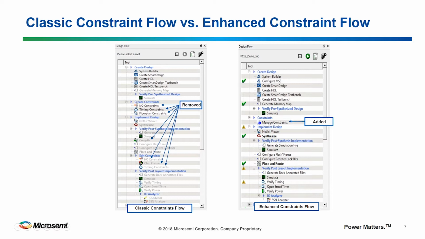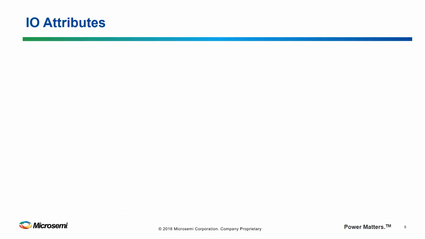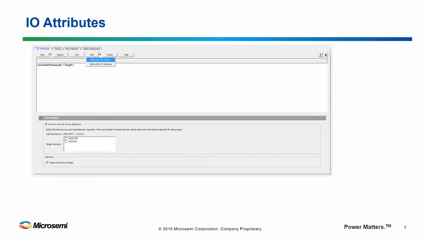We've unified all of that in the enhanced constraints flow, where you'll just see an item that says manage constraints, and this will open the enhanced constraint flow manager, where you can create all of your constraints using either text tools or GUI-based tools. So let's take a look at some of these here. We'll start out with the Enhanced Constraint Manager, and you'll see that when I open the Enhanced Constraint Manager, I'll have 4 tabs that will be visible: I/O Attributes, Timing, Floor Planner, and Netlist Attributes.